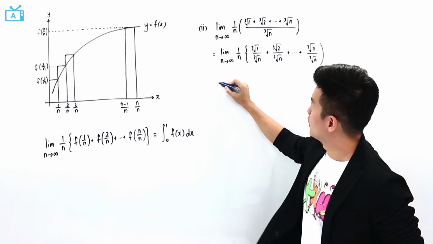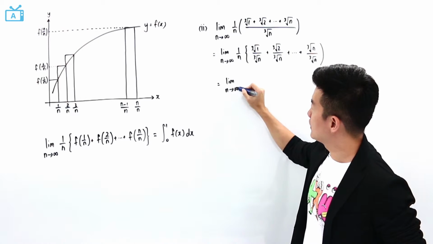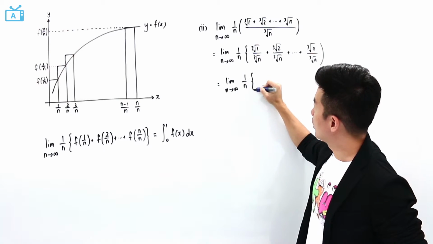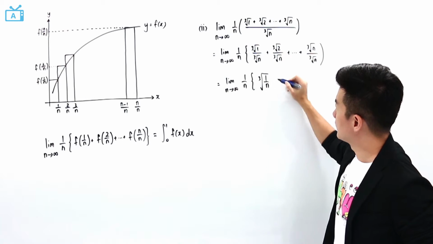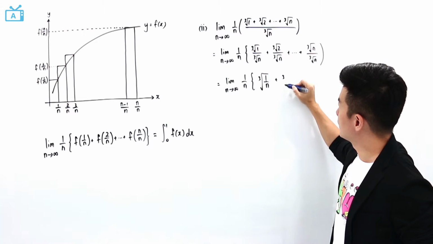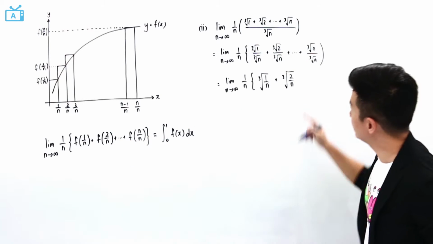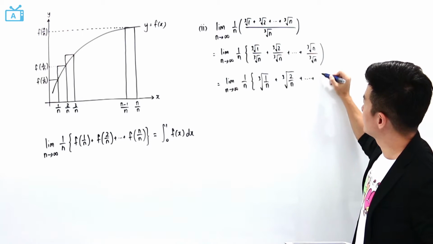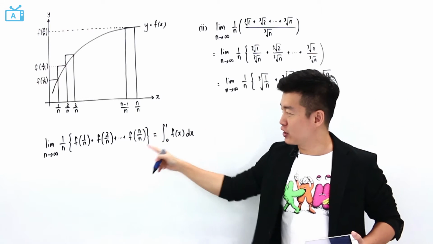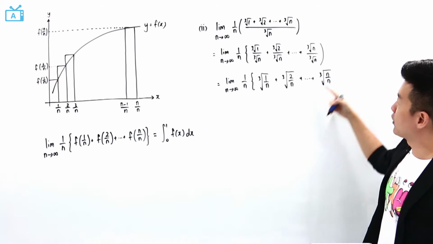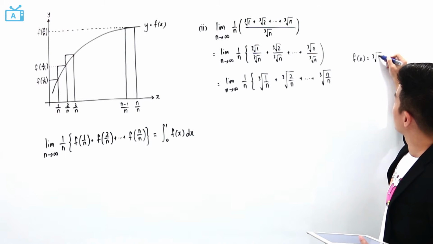So what if I were to try to rewrite this as the limit of n tends to infinity of 1 over n of this cube root of 1 over n. And this I can also rewrite as the cube root of 2 over n, and all the way until the very last term, which is going to be the cube root of n over n. And that corresponds to this, which means that from observation, I can see that my function f(x) is going to be the cube root of x.